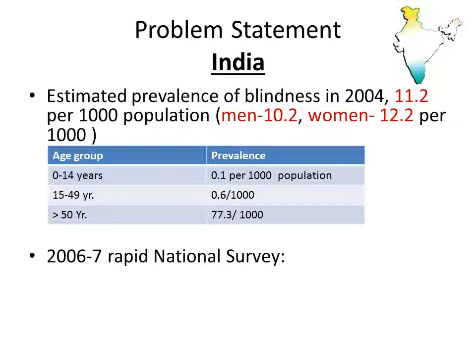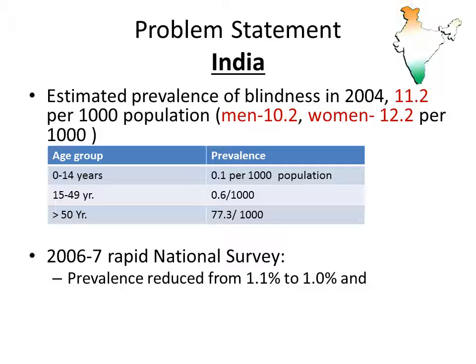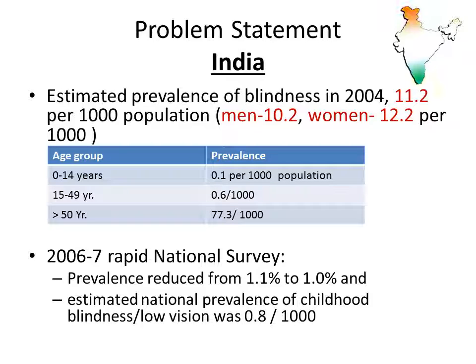The last survey was held in 2006 and 7, and it showed that the prevalence had reduced from 1.1% to 1%, and that the estimated national prevalence of childhood blindness and low vision was 0.8 per 1,000 population.